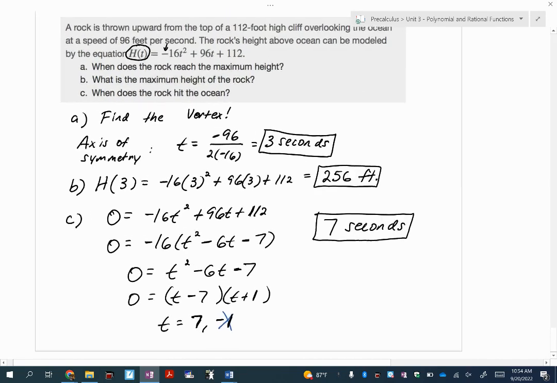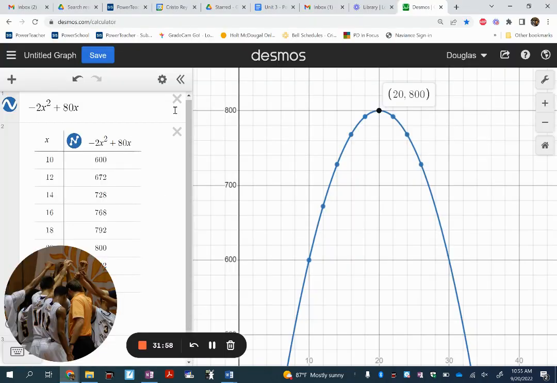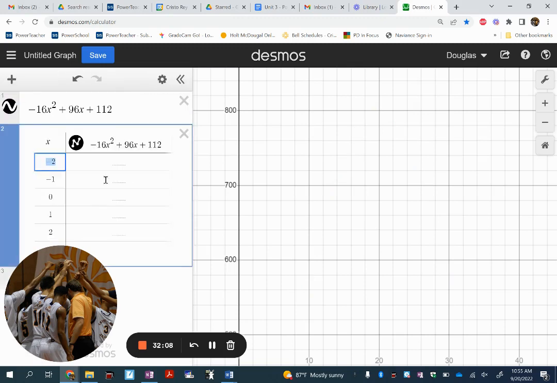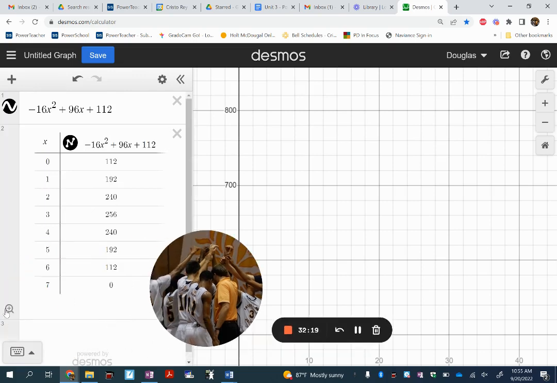Now that was a lot of work, but if you had just taken the moment to graph this, you could find all of these answers using your graphing technology. So I'm going to type in negative 16 x squared plus 96x plus 112. I'm going to make it a table. And remember, we only deal with zero and positive time. We said it went to 7. Should be good.